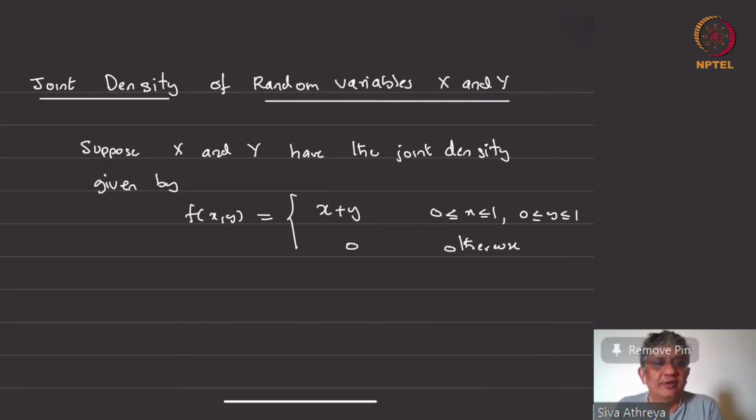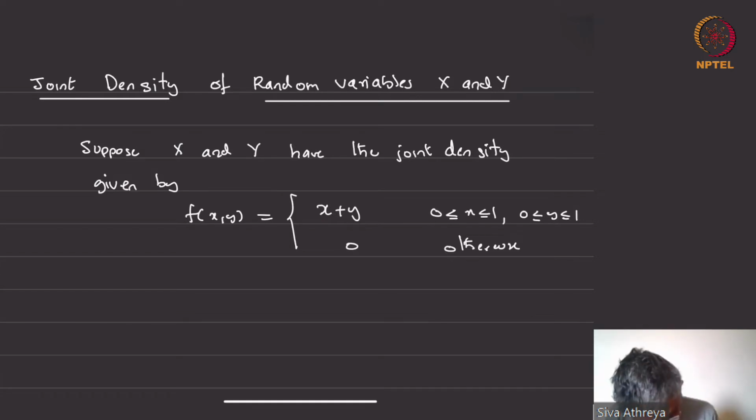Today we will discuss the joint density of random variables x and y via examples. So the first thing I want to do is I have one random variable x and random variable y. The joint density is given by f of x y is x plus y. So I want to first verify that this is a legitimate joint density.